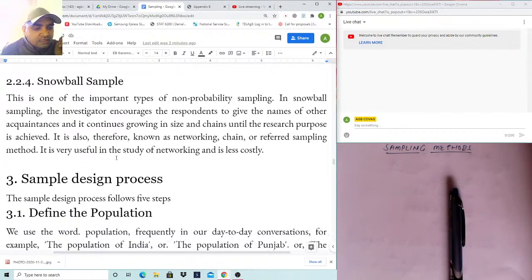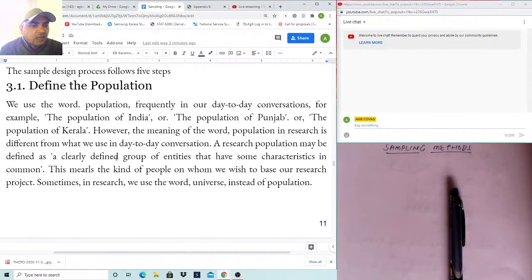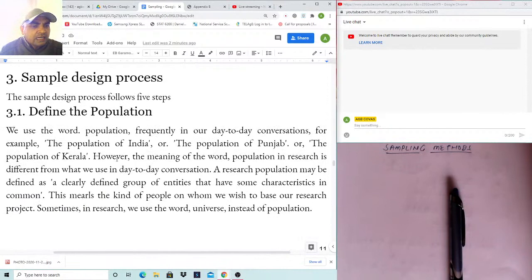So now comes your sample design process. What is the sample design process? First of all, in the sampling method, how should we proceed? These are the steps. First of all, we have to define the population, of course. We use the word population frequently in our day-to-day conversation, for example, the population of India or the population of Punjab or the population of Kerala. However, the meaning of the word population in research is different from what we use in day-to-day conversation.